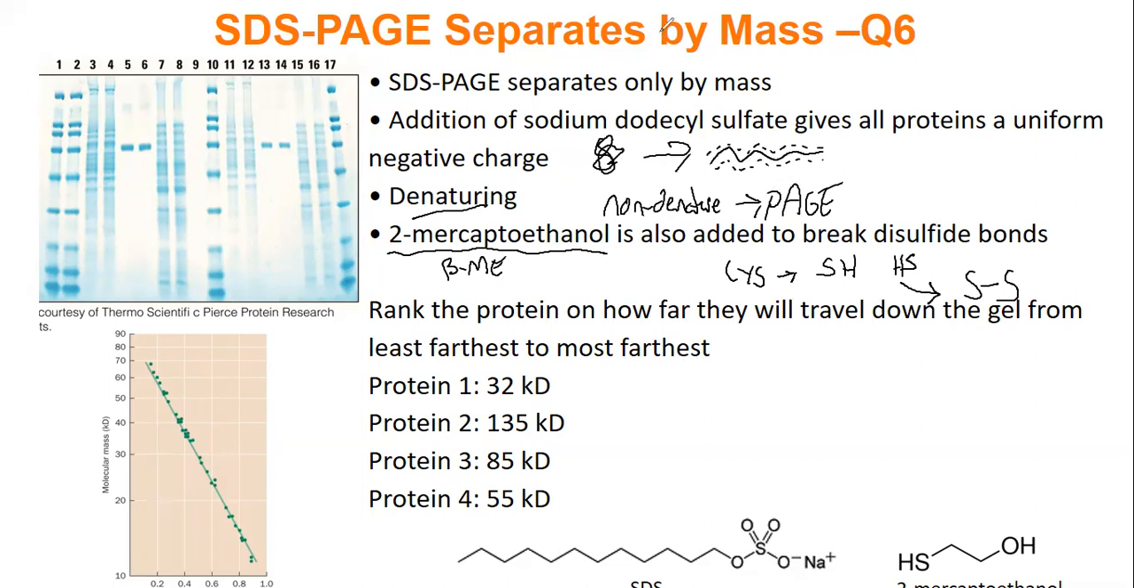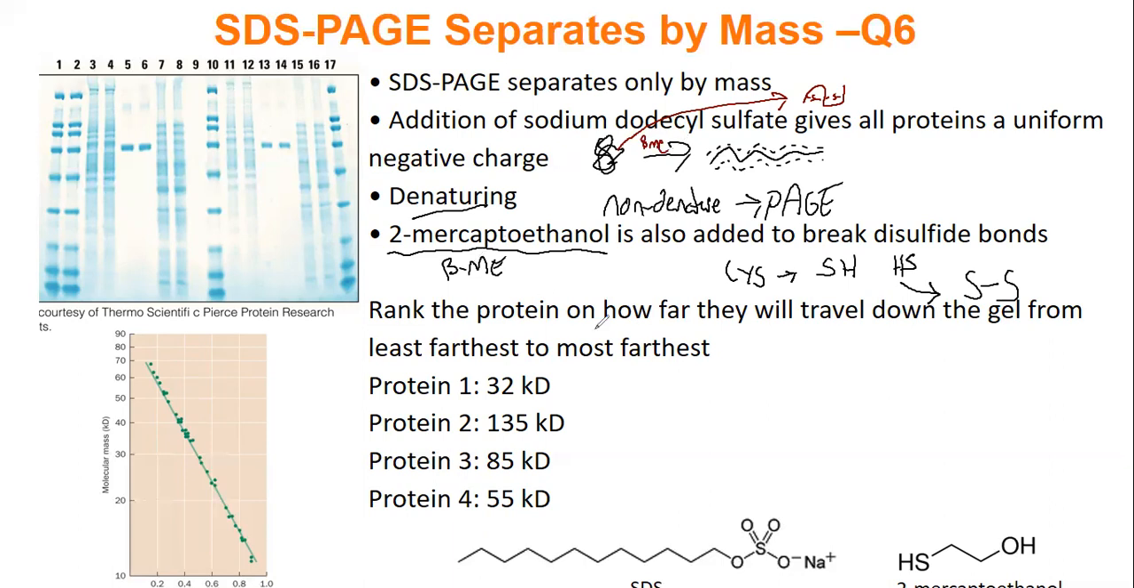Because let's say, let me get a different color. If you didn't add beta-mercaptoethanol, your protein could look like that, where you have disulfide bonds holding some of it together. And that would mess up your PAGE. It would run differently than if it was totally linear. So by adding beta-mercaptoethanol, you break those disulfide bonds.